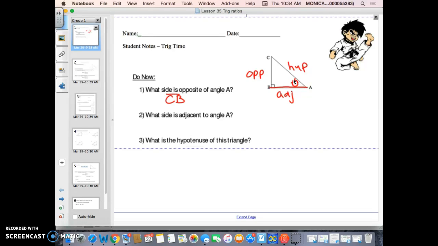What side is adjacent to angle A? Well, that's going to be AB. And finally, what is the hypotenuse? That would be CA.